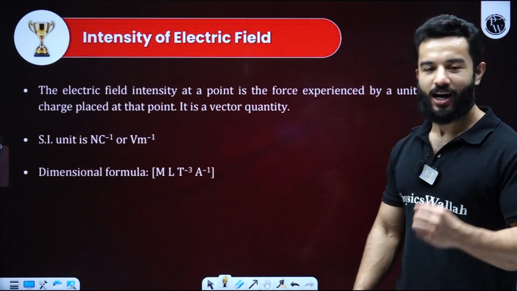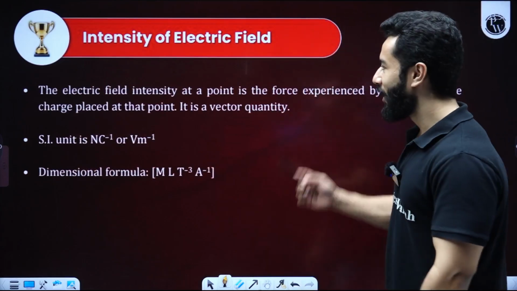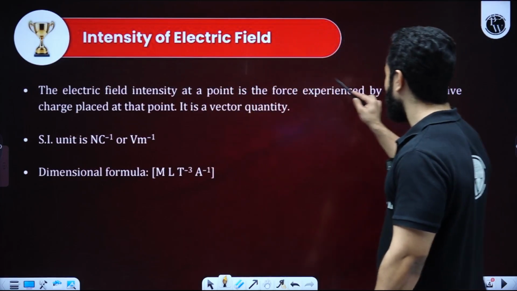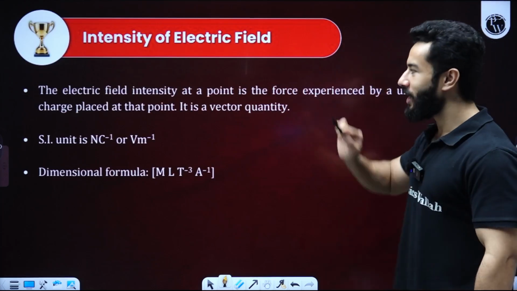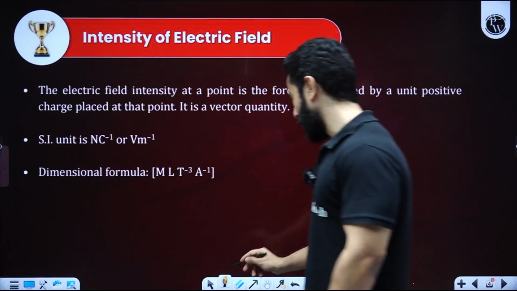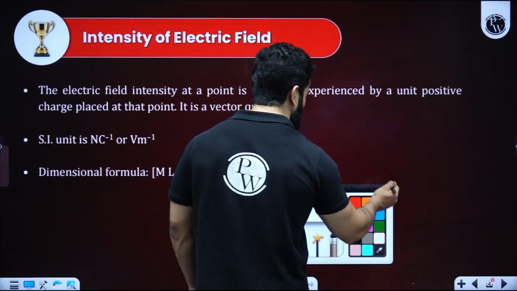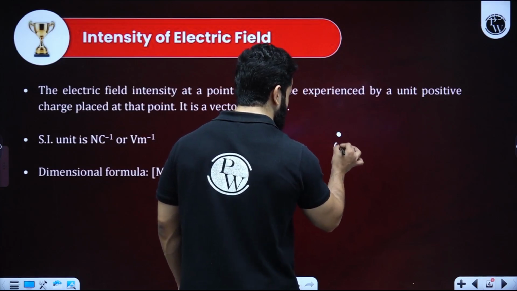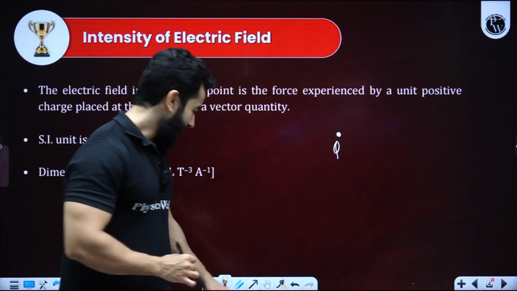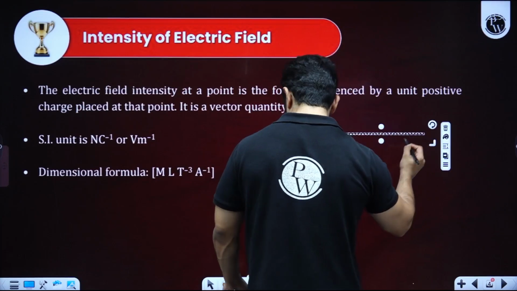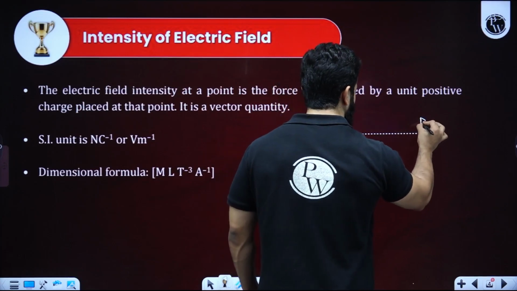We'll start our class with intensity of electric field. How do you define intensity of electric field? The electric field intensity at a point is the force experienced by a unit positive charge at that point. It is a vector quantity. Let me break it down for you, dosto. Let's suppose we want to know the electric field of this charge capital Q at a point P which is at a distance of r from it.